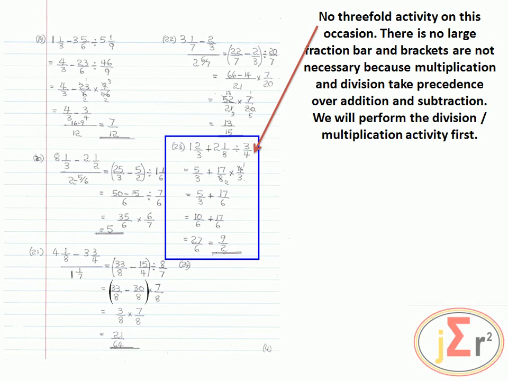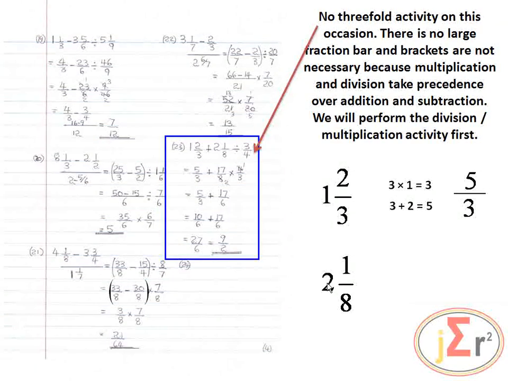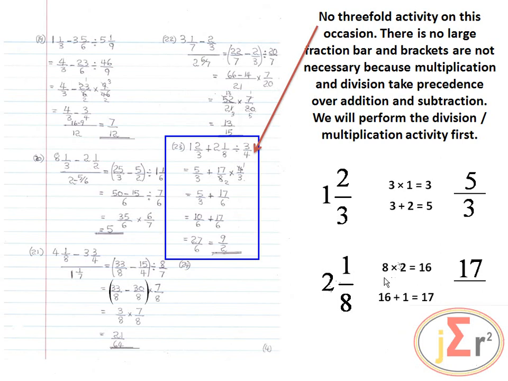There is no large fraction bar, and brackets are not necessary because multiplication and division take precedence over addition and subtraction. We will perform the division or multiplication activity first. So we will do this one first, but do not forget that we have mixed numbers. So 3 ones, 3 plus 2 is 5 over 3. Do we have another? Yes. 8 twos 16 plus 1 is 17 over 8. And what do we do next?